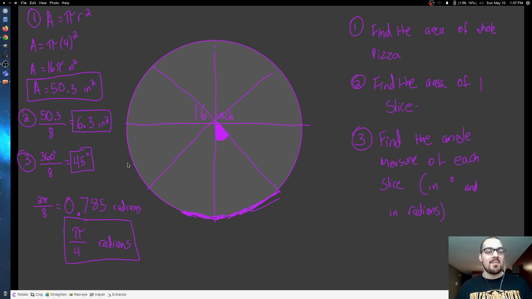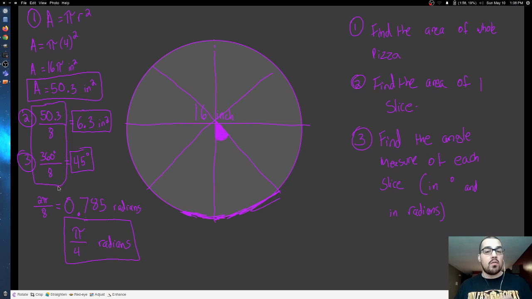So we've just found out how many degrees are in that pizza. Now, if you look at the steps I did for 2 and 3, you'll notice something very, very similar. In both of these cases, I just said, let me take a number and divide it by 8.